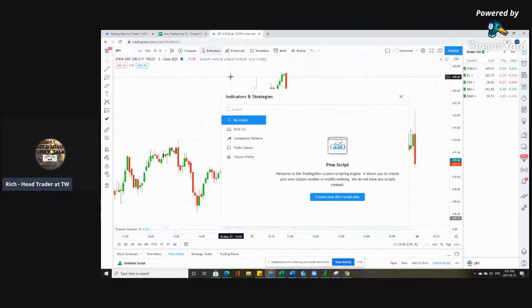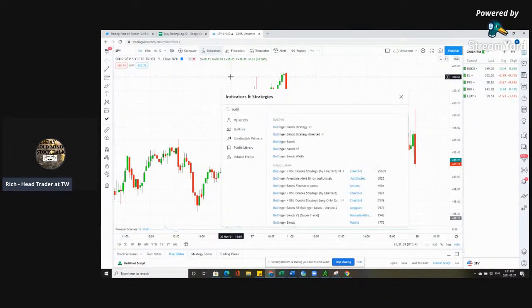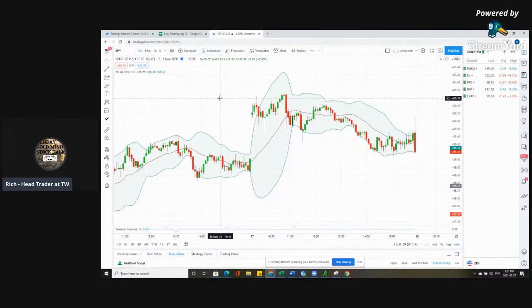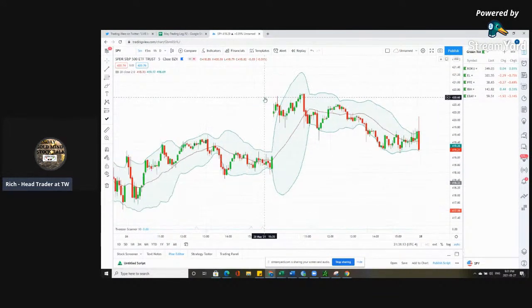So the first one, we're going to put Bollinger Bands. Okay, so this one, we're just going to do the normal Bollinger Bands. Okay, like that. The Bollinger Bands work very well when the environment is range bound and choppy. Okay, so keep that in mind.